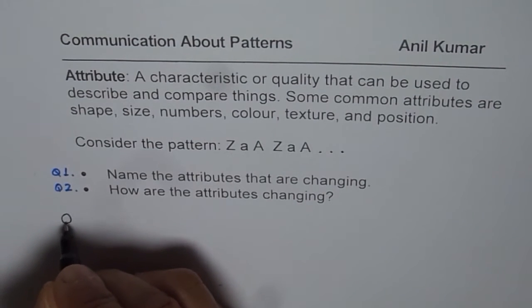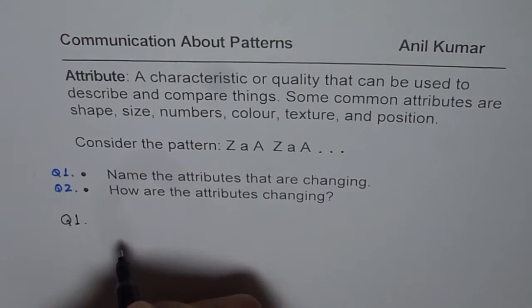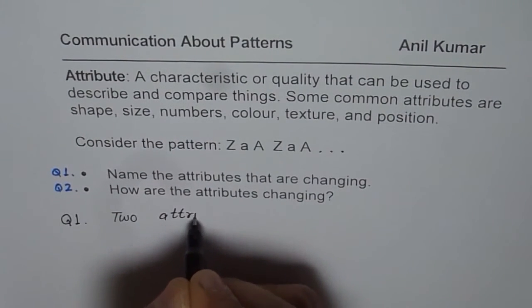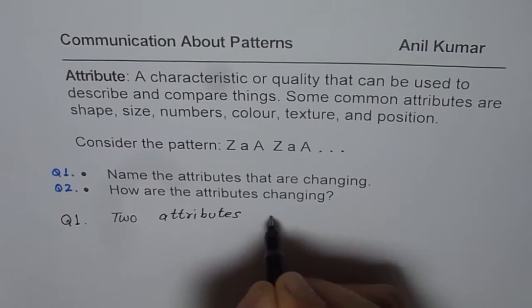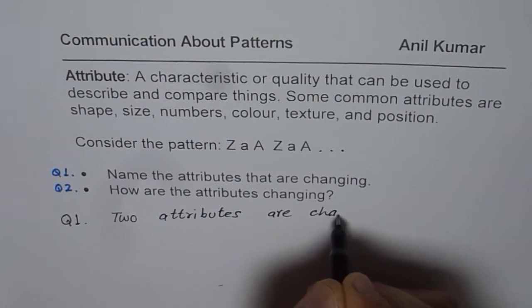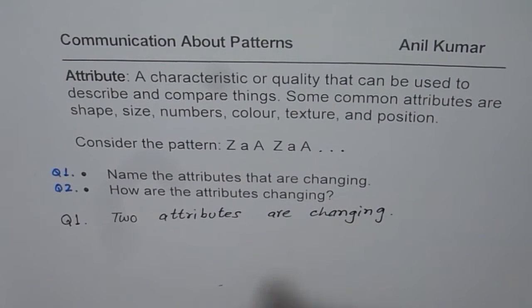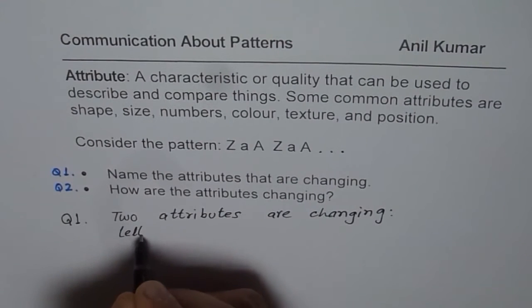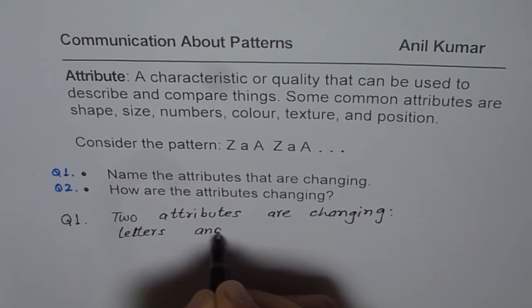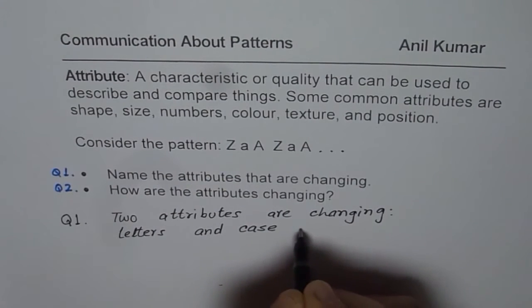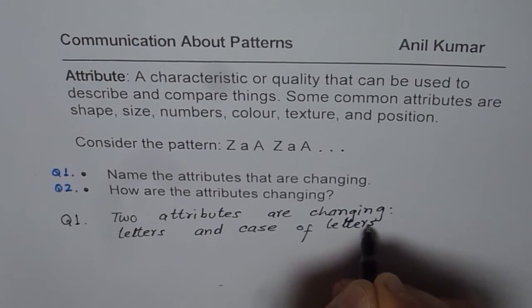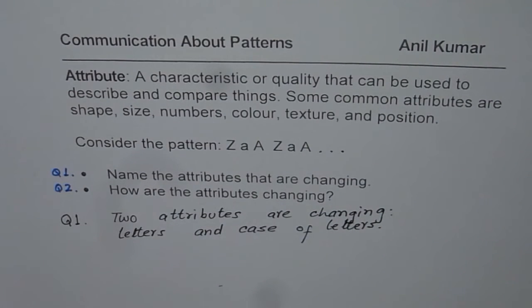So let me answer question number 1. Question number 1's answer is two attributes are changing. What are these attributes? These attributes are letter and case of letters, right? So these attributes are letters and case. It could be uppercase or lowercase, case of letters. Do you understand? So that is how we can answer question number 1, right?